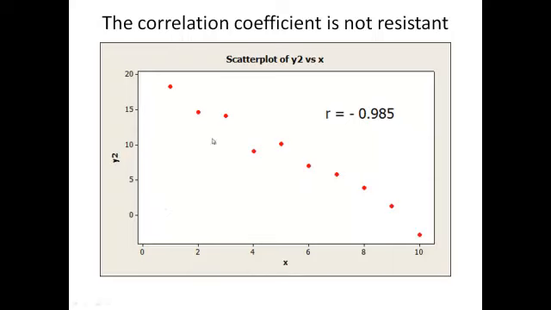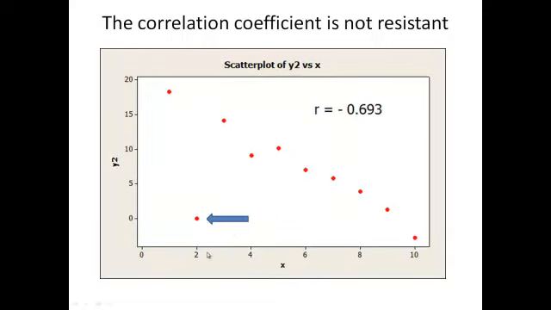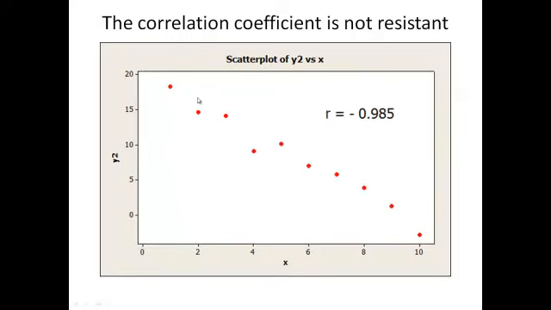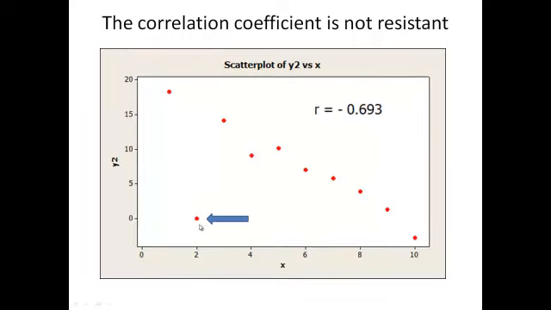But now I'm going to take this point right here, the point where x has a value of 2 and its y value is just under 15, and I'm going to change that data point and put it here. So now I've got x equals 2, y equals 0. Again, this was my original point. I left all the other points in the data the same, but I just changed this one point from having a y value of just under 15 to having a y value of 0.